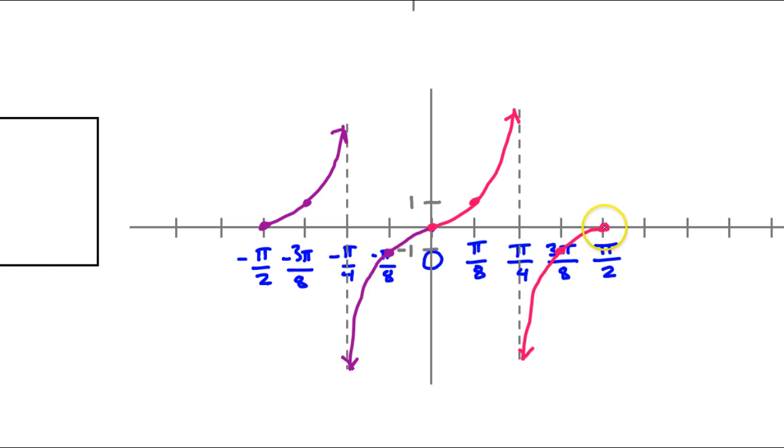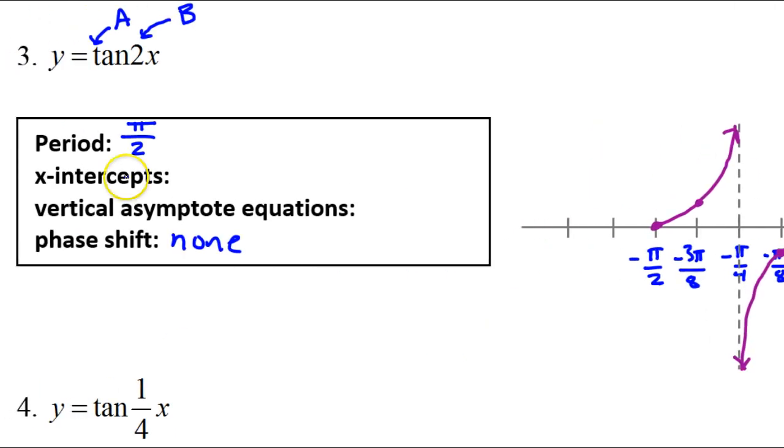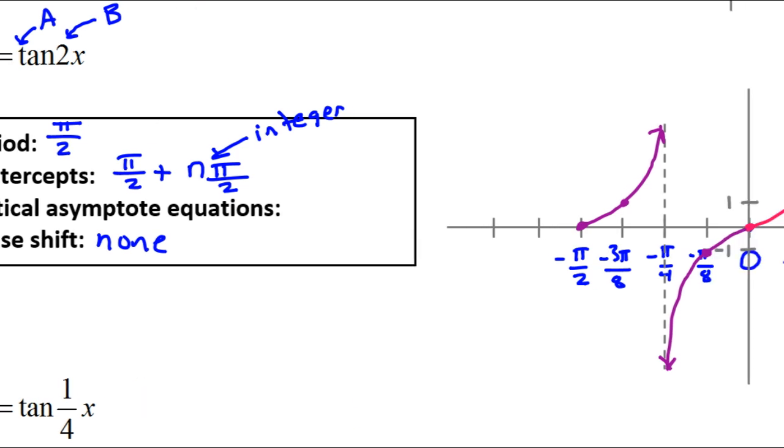Okay, now as far as x-intercepts, the x-intercept only happens once every period. So I'm going to just pick my first positive x-intercept, which is pi over 2. And I'm going to start with that. Alright, so since it occurs every period, then I'm going to add multiples of the period. So in this case, the period is pi over 2. So I'm going to say n pi over 2, where n is an integer.